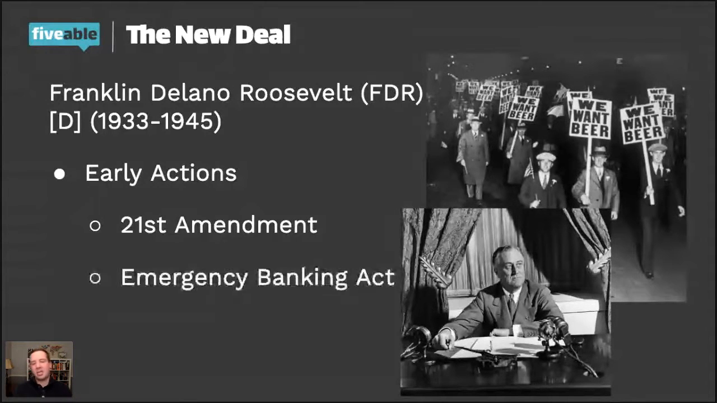He also proposes the Emergency Banking Act. He declares a bank holiday. He inspects the banks, makes sure that they're safe, and thus people have restored faith in the banks, and they're able to put more money in than taken out, and therefore we don't have the problem of the runs on the bank anymore.